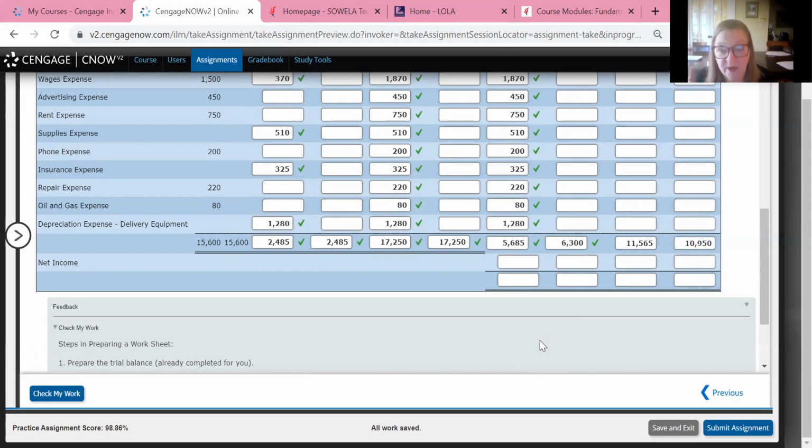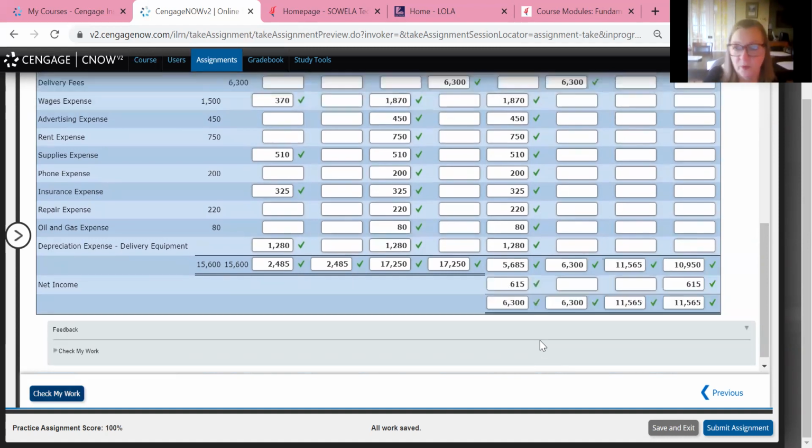Okay, so what we have is a net profit here. Looking at the income statement, $6,300 income minus the expenses of 5,685, 615. And then on the balance sheet, 11,565 minus 10,950, 615. Take a sigh of relief and you say, yay. And that puts that one at 11,565 also. Okay, now let's hold our breath and try to check my work one more time. Yes.